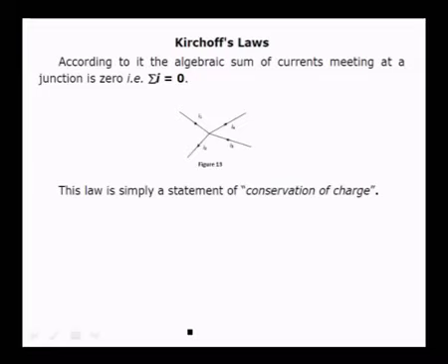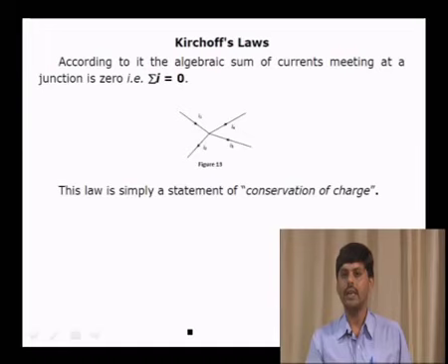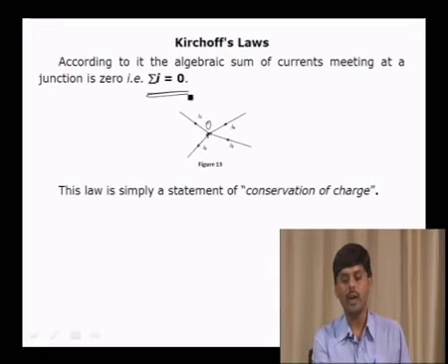According to the law, the algebraic sum of the currents meeting at a junction is 0. Mathematically, we can write sigma I is equal to 0. In the diagram given, some currents are entering the node, and some currents are leaving the junction, but the algebraic sum of the currents at this junction should be equal to 0. That is the meaning of sigma I.